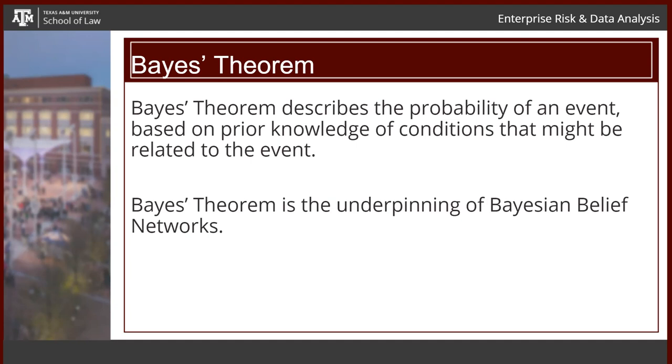Anyway, Bayes' Theorem, here's the way to think of it. Think of putting all two words, nodes and arcs. A node is a circle, and an arc is a connection between circles. So the node is an event.